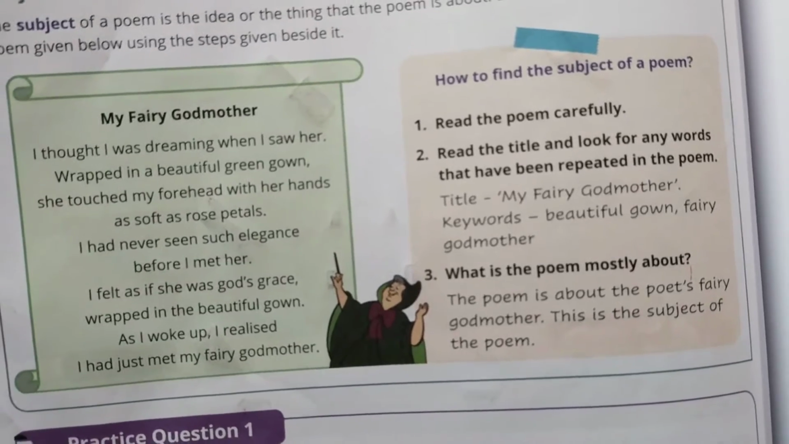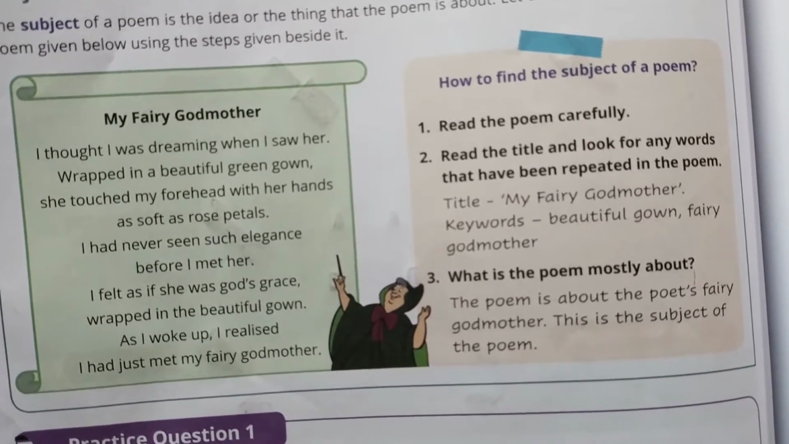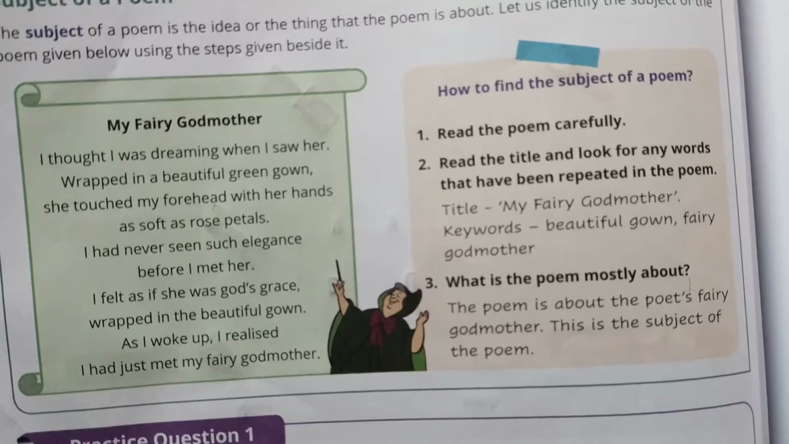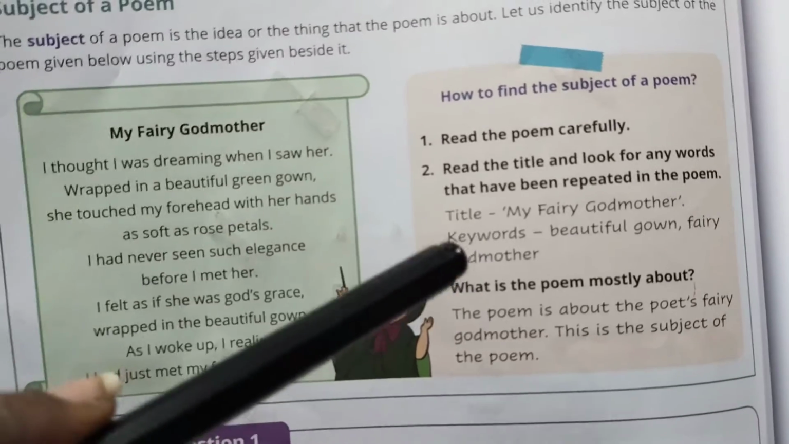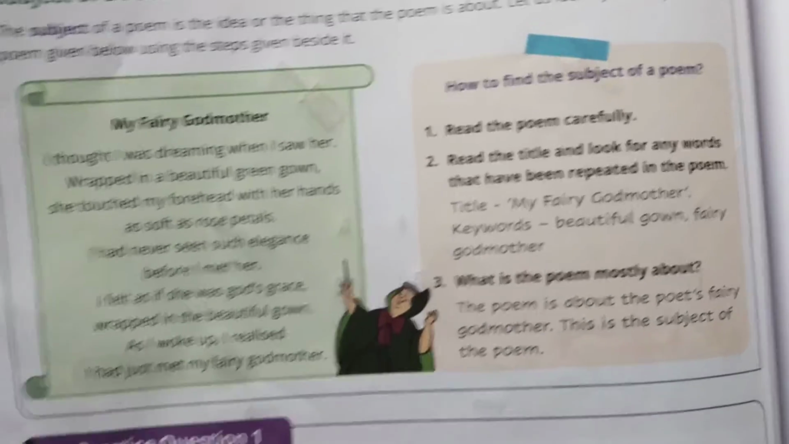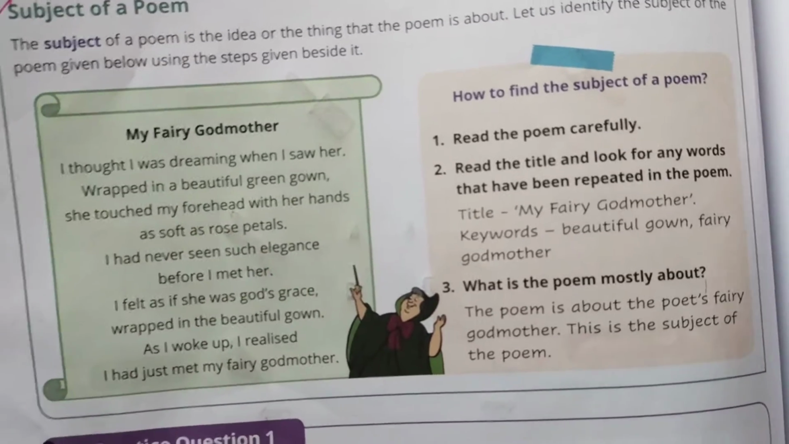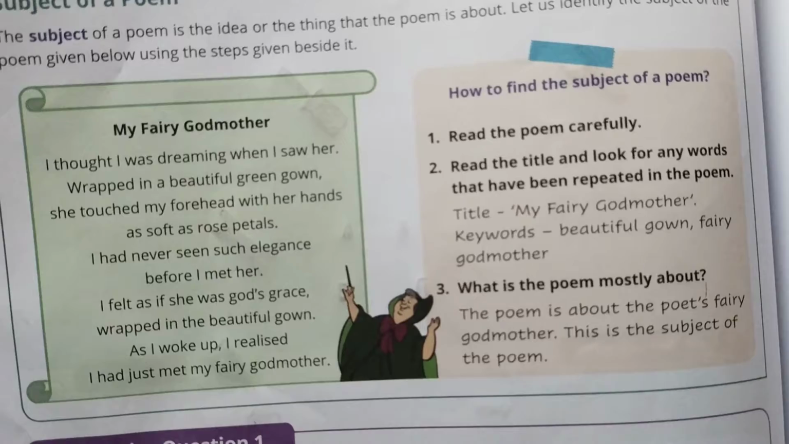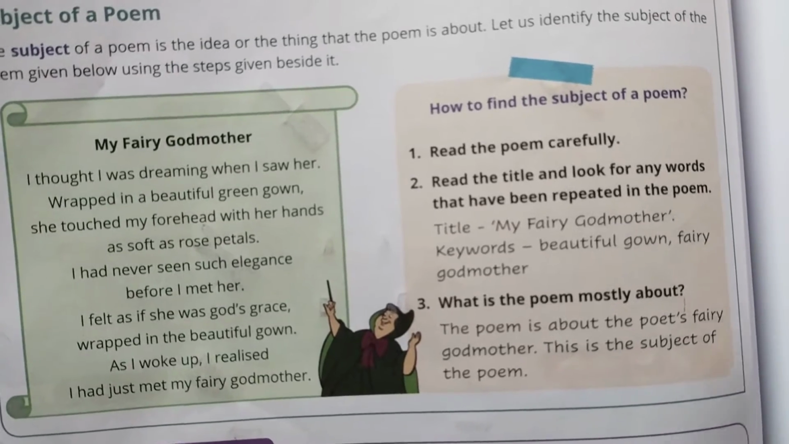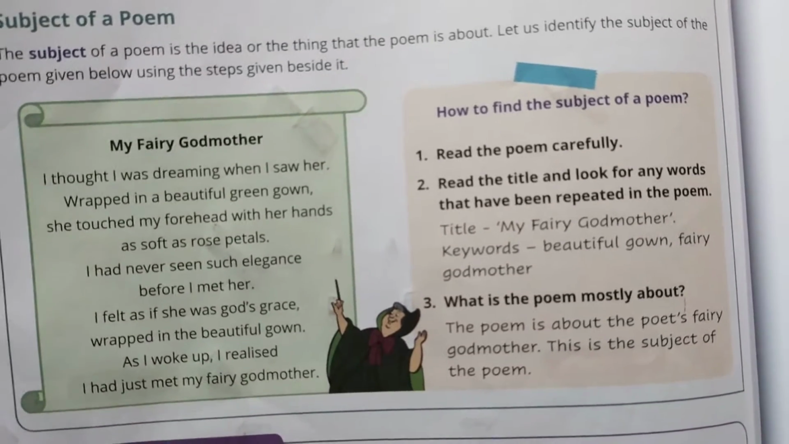So what are the keywords given here? Beautiful gown, fairy godmother, like that, isn't it? From these clues, we come to know what the poem is mostly about. So this poem is mostly about a fairy. What kind of fairy? Fairy godmother. So this is the main subject of the poem.